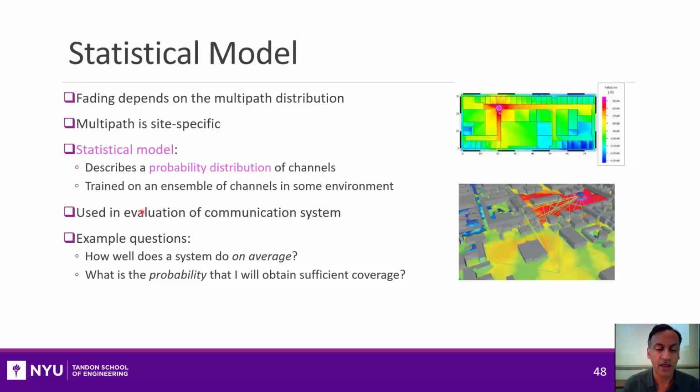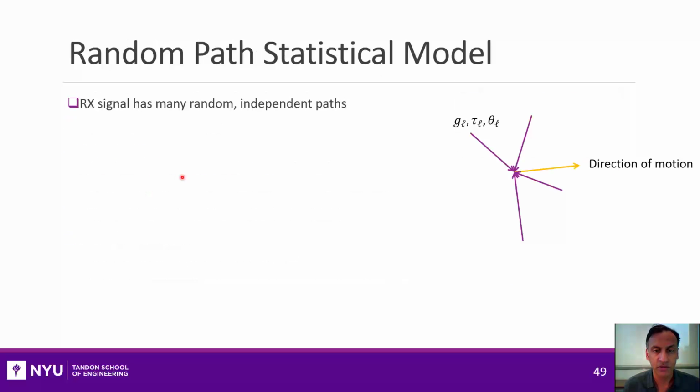But what if I want to ask a question, well, how well does it do on average amongst typical buildings or in typical areas, or what kinds of probability I get of coverage? For these kind of questions, I need to have a statistical model. So let's start with the very first simple statistical model for paths. And what we try to do in these statistical models is try to model the path parameters as random variables.